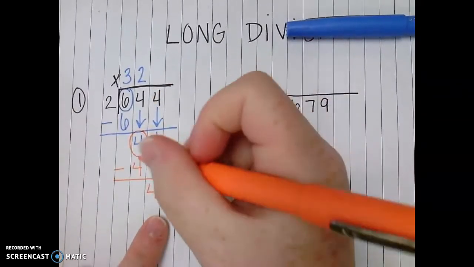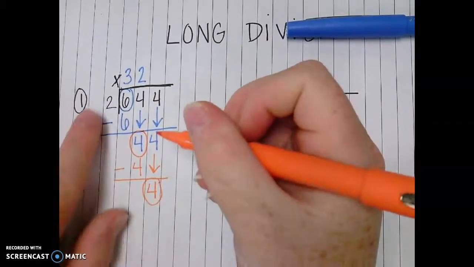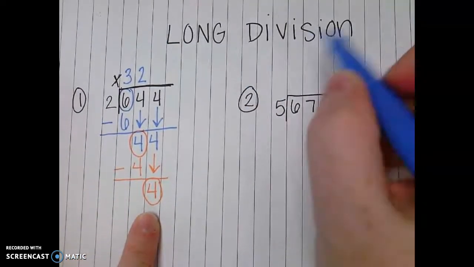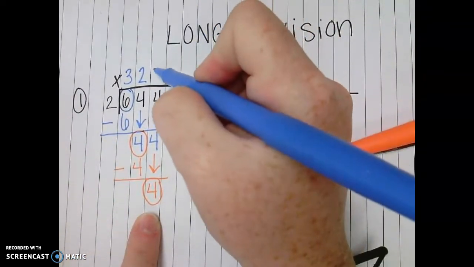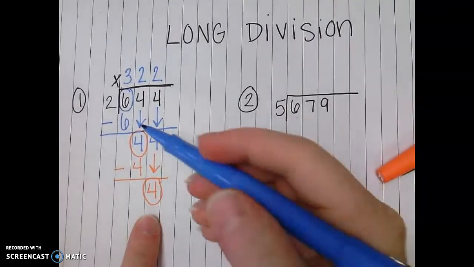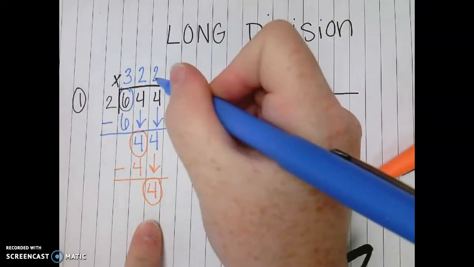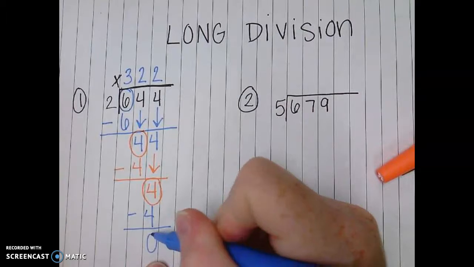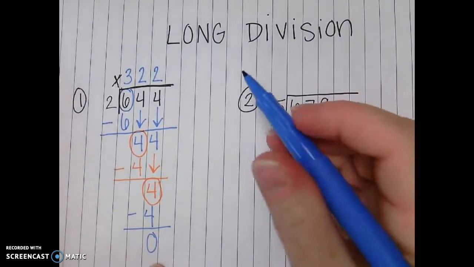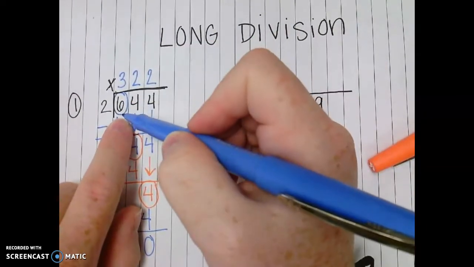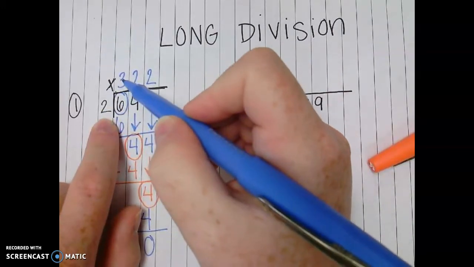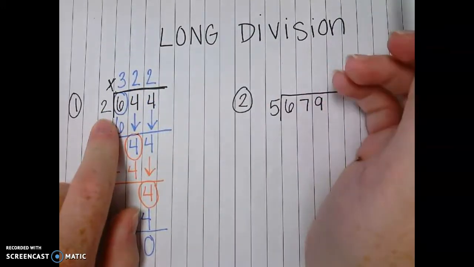Now our last number is 4. 2 times what is going to get me 4? Right, 2. What is 2 times 2? That is 4, and we're going to subtract because we're trying to get to 0. And we got to 0. So our answer: 644 divided by 2 is 322.